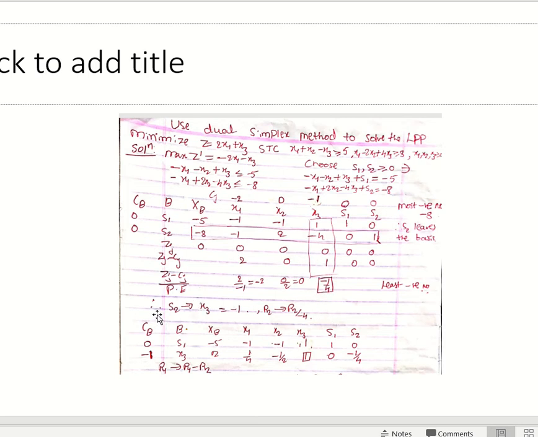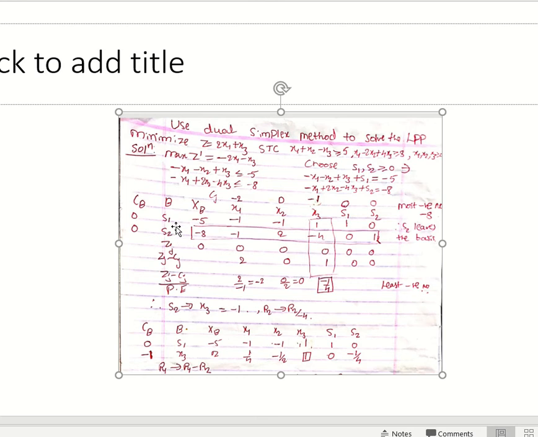Now since S2 leaves the basis, it is replaced by what now? X3, because the pivot element is present here. So S2 is replaced by X3 and its value is minus 1. And what we have to do? We have to make this particular element 1. How to make it 1? R2 implies R2 divided by minus 4.